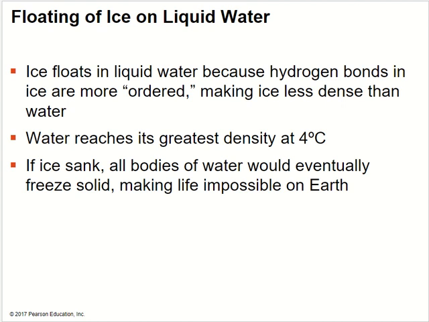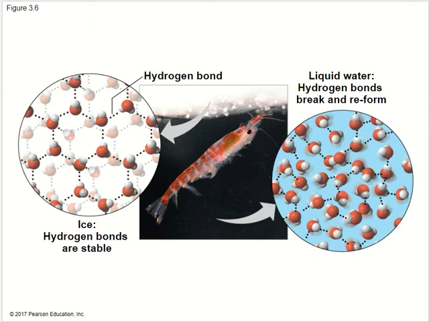Once water reaches its greatest density, around 4 degrees, if ice were to sink, all bodies of water would eventually freeze solid, because ice would fall to the bottom. It would have no reason to eventually melt. Whereas, since ice floats to the surface, it is allowed to eventually melt. Therefore, there's not a cycle of water continuously freezing over, which would prevent life from having access to liquid water.